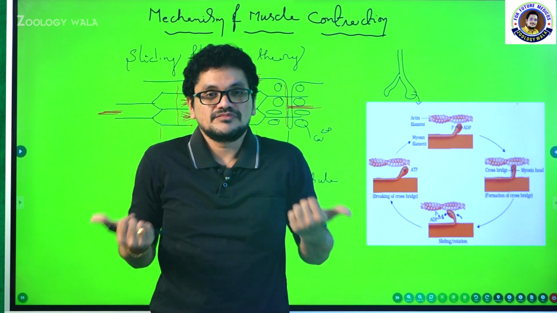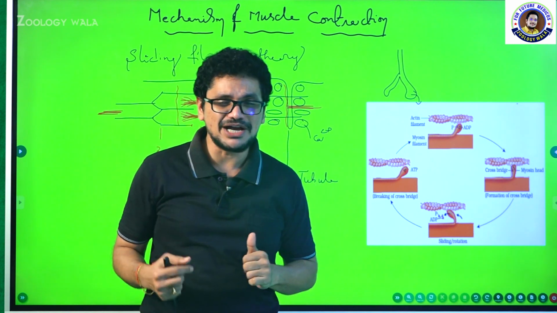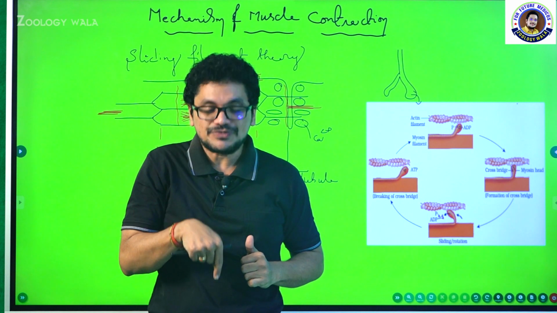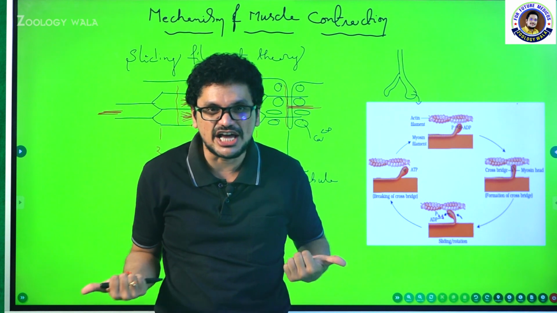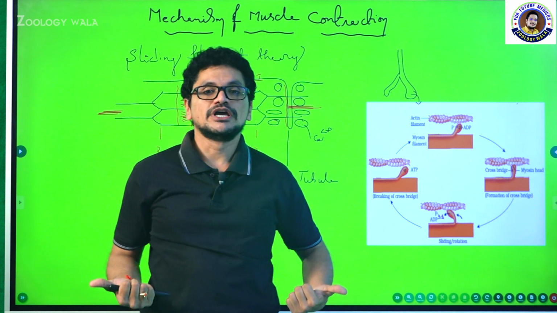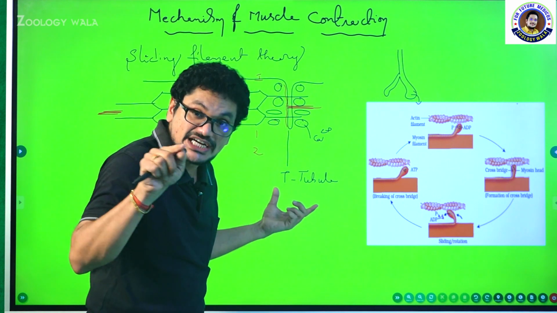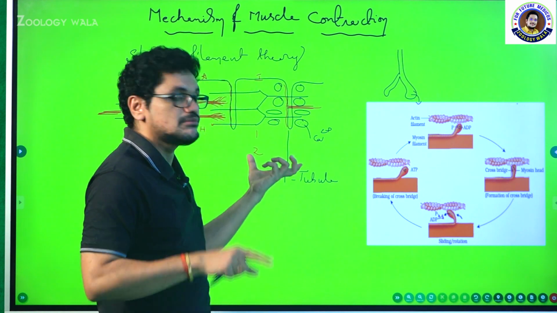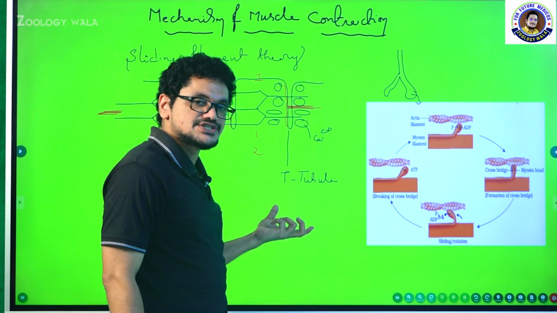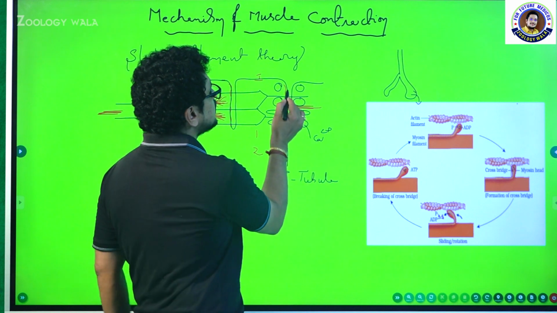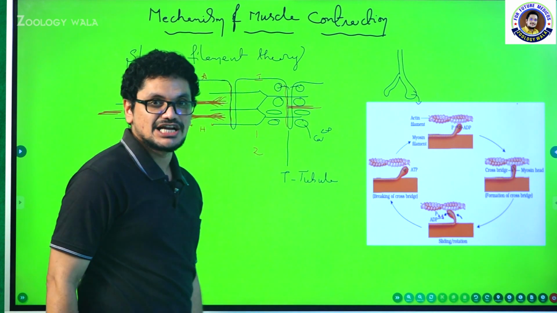In turn, the T-tubule will give the signal onward. So the sarcolemma will receive the signal and give it to the T-tubule. In turn, the signals will be given to the cisternae, which are present on either side of the T-tubule. So cisternae, T-tubule, cisternae form the triad system. Portal triad is different, triad system is different, and this is the triad system. The T-tubule will give the signal to the cisternae. Cisternae release the calcium ions.